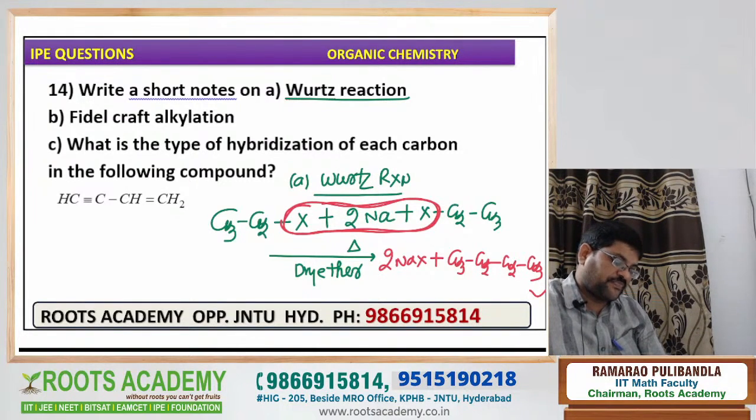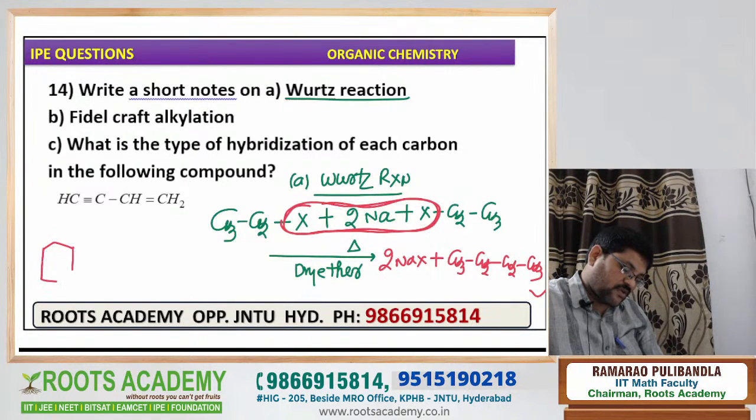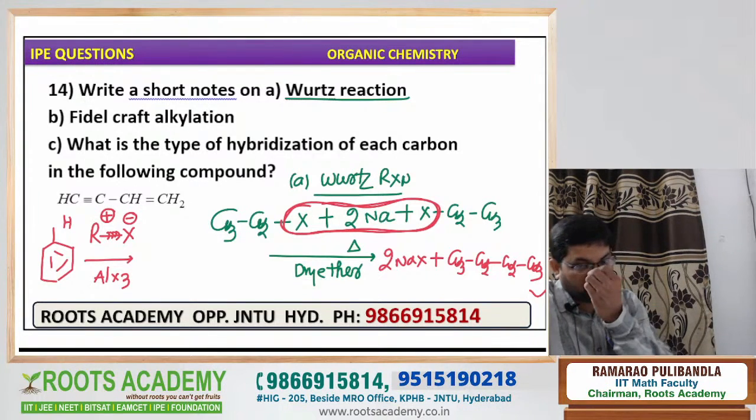Simple explanation. Come to the Friedel Crafts alkylation. That was also given in the previous class. What is Friedel Crafts alkylation? Take the example of the benzene nucleus. To this benzene nucleus we add alkyl halide, because alkylation is there. Halogen is the best leaving group. We can use AlX3 on heating. Halogen leaves out as X minus, R plus. Understood what I am saying?